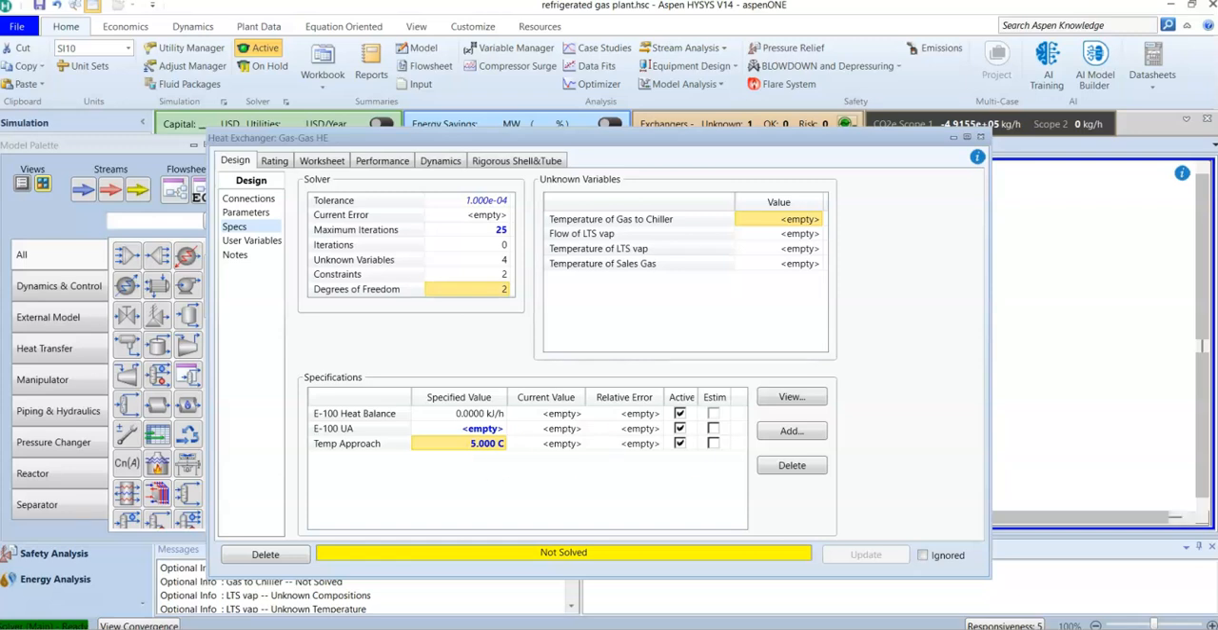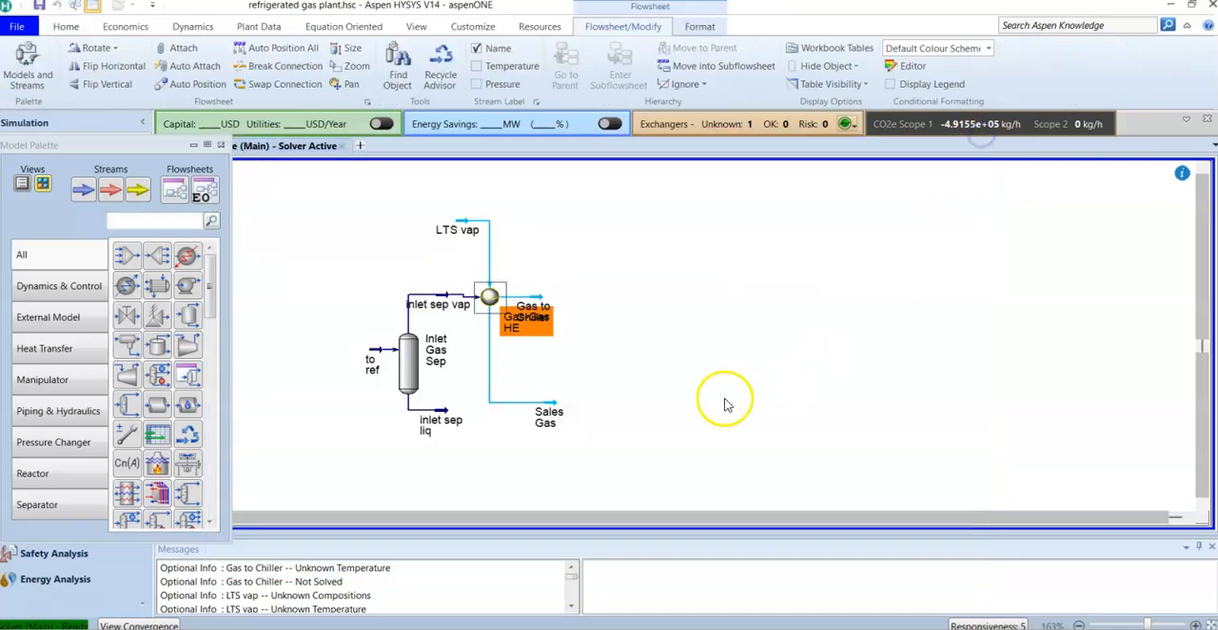Okay, after that, in this gas exchanger, we will find out that even if we have added another specification, the degree of freedom is lowered to 2, but my heat exchanger is still not solved. So after adding all the information I have, the degree of freedom is still equal to 2. So I'm going to make sure that I complete my case, and after that this one will be solved once information like the LTS vapor is defined.